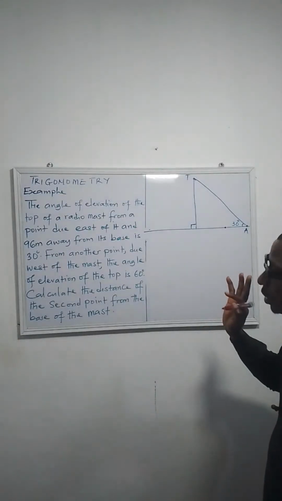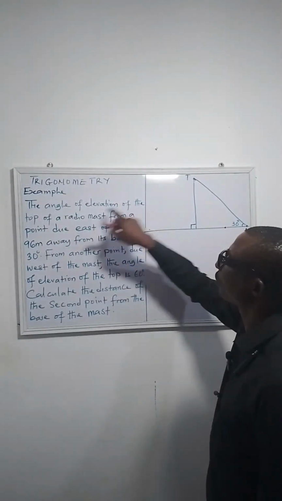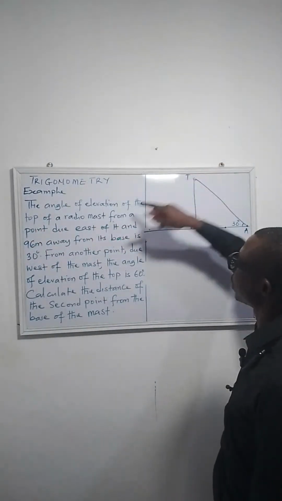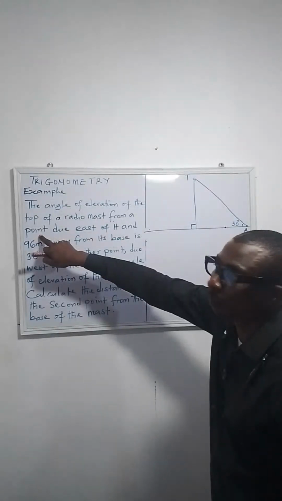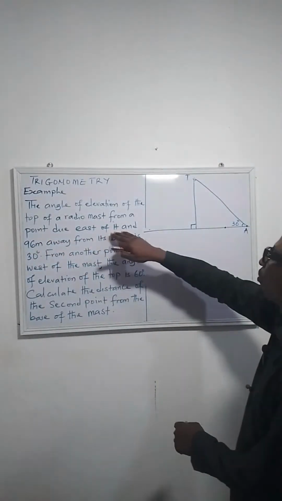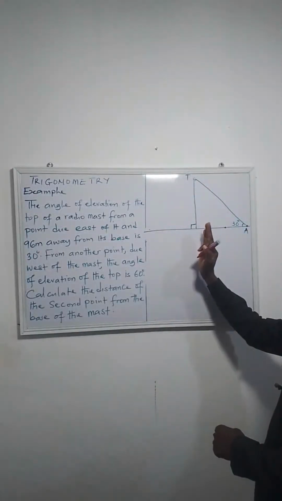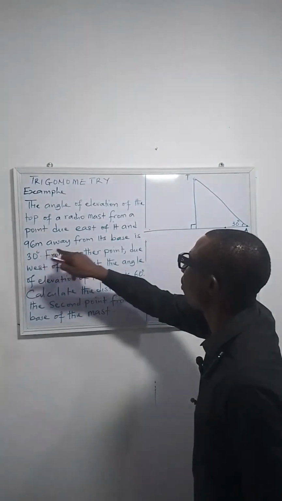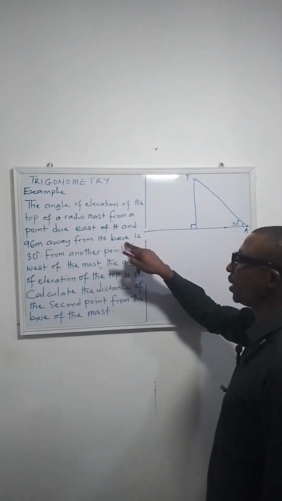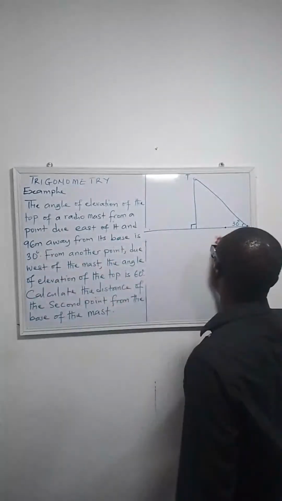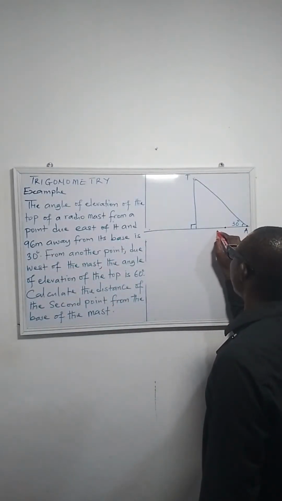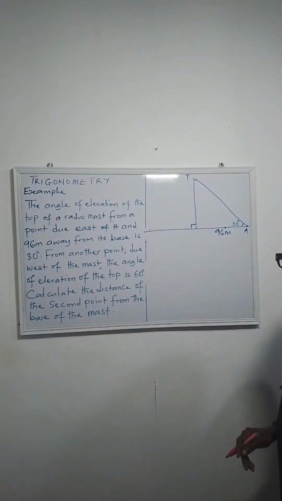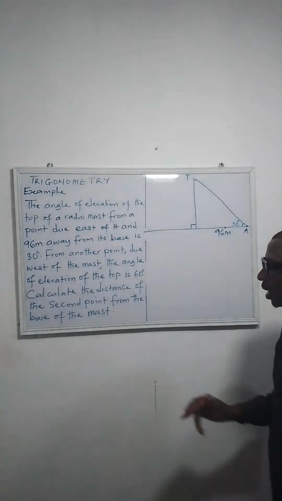Okay, now can we go through the question again? The angle of elevation of the top of this radio mast, from a point due east of this mast pole, 96 meters from its base, is 30 degrees. So from the base it is 96 meters. So this is going to be 96 meters. I want to believe you all understand that. Okay, so now let's move on.